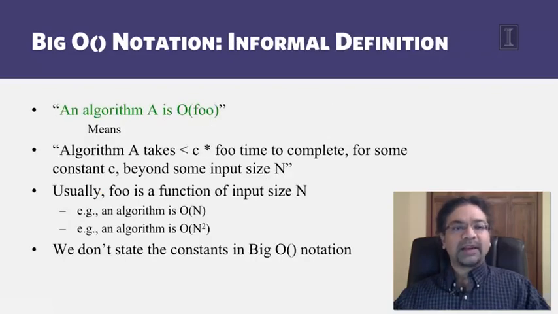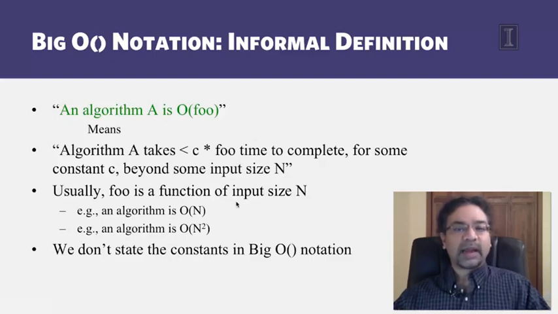So essentially when I say an algorithm A is order of foo, this means that algorithm A takes less than c times foo time to complete, assuming time is the metric we are measuring, for some fixed constant c, beyond some input size n. Typically this foo that is present in this definition is some function of the input size n.